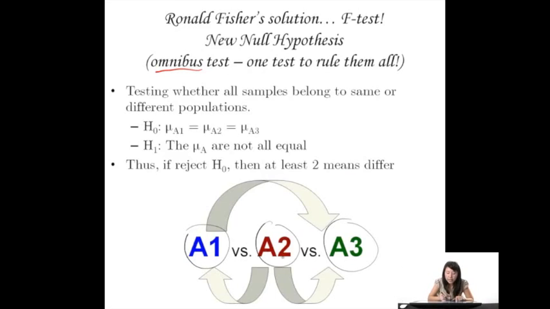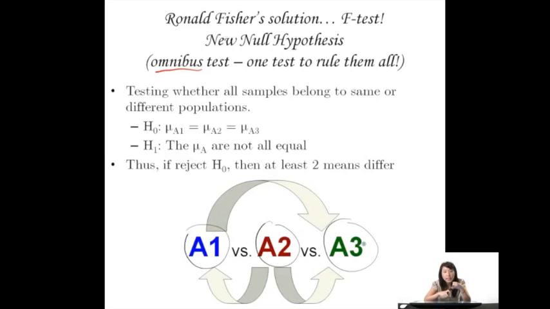It could be that A1 and A2 are the same, but A3 is different. It could be that A2 and A3 are the same, but A1 is different. It could mean that A1 is totally different from A2, and that's totally different from A3. Any of those are possibilities. So here's the good thing. The good thing about the omnibus hypothesis is that you could test a whole bunch of things at once, right? That they all come from the same population. You could test that big hypothesis at once.